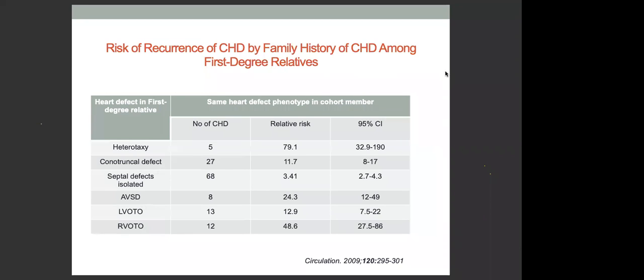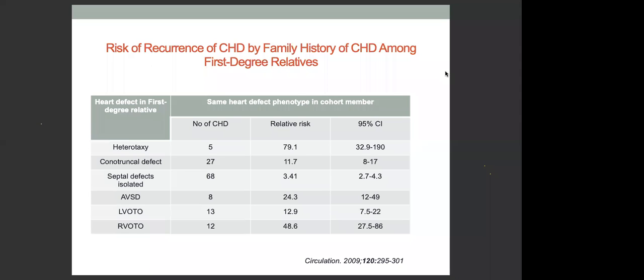It was the Danish registry, which focused on almost a quarter short of 1 million people in Denmark, and they included patients from 1977 to 2005. In that, the author Nina et al. tried to look at the recurrence of congenital heart defects in families. It was a beautiful paper published in Circulation 2019, and I would really like you all to go through that. In it, they looked at heart defects in first degree relatives in the form of heterotaxy, conotruncal defects, septal defects, isolated AVSD, LV outflow defect, and RV outflow defect as well.